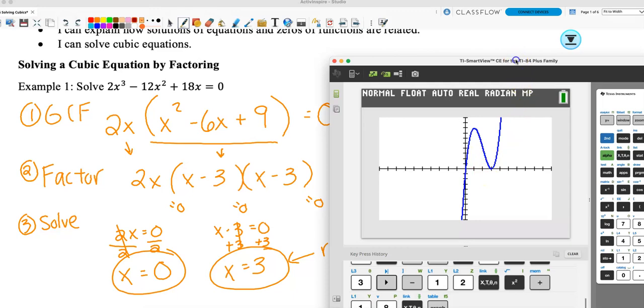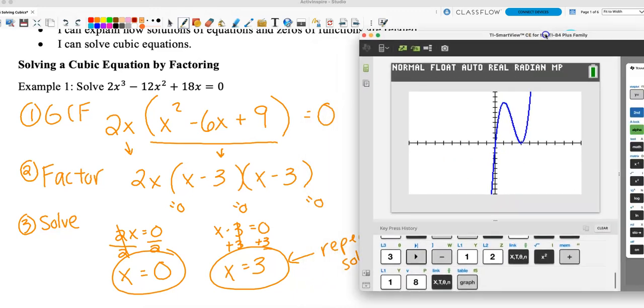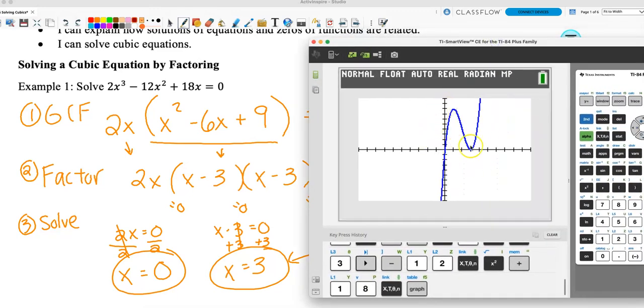Okay? So if you have no idea how to do any of this, you can at least graph it in the calculator and figure out where it hits the x-axis to solve your cubic. So let me know if you have any questions. That is how you solve a cubic by factoring. You can watch part 2 to see how you do it without factoring.